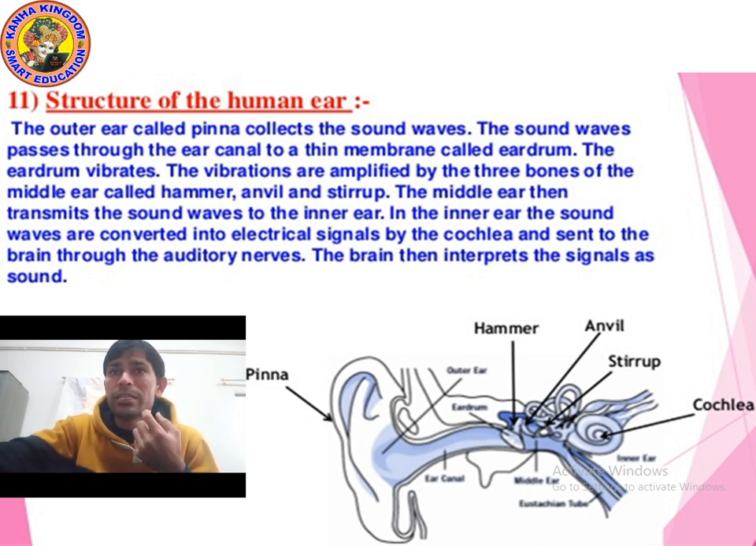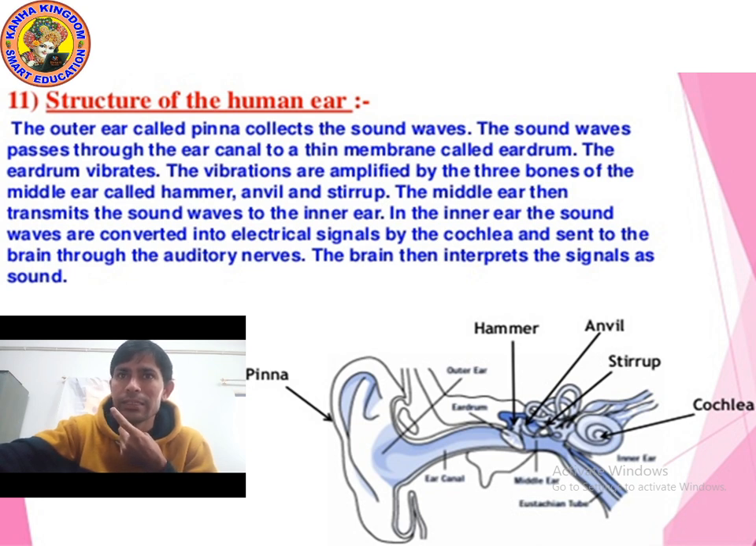And in the middle ear there are mainly three bones, HAS: hammer, H for hammer, A for anvil, S for stirrup. So these were the vibrations sent by the eardrum. They reach the middle ear, which amplifies the vibration, and it is sent to the inner ear.